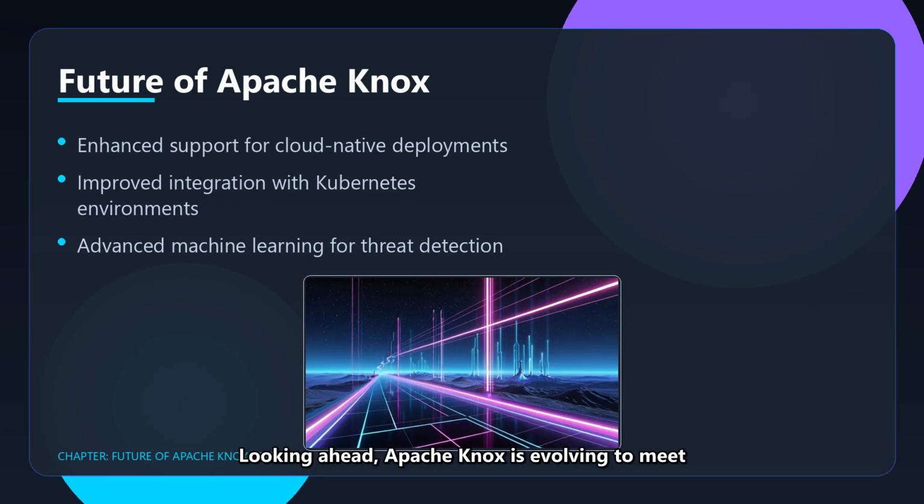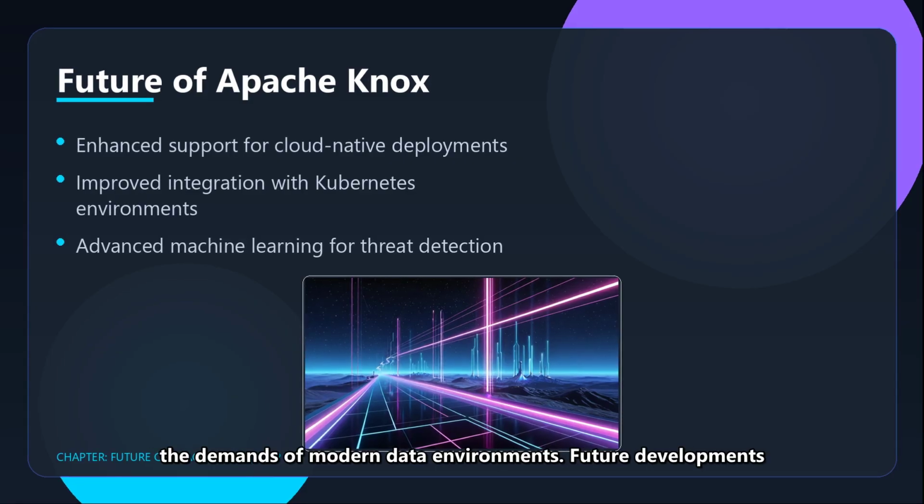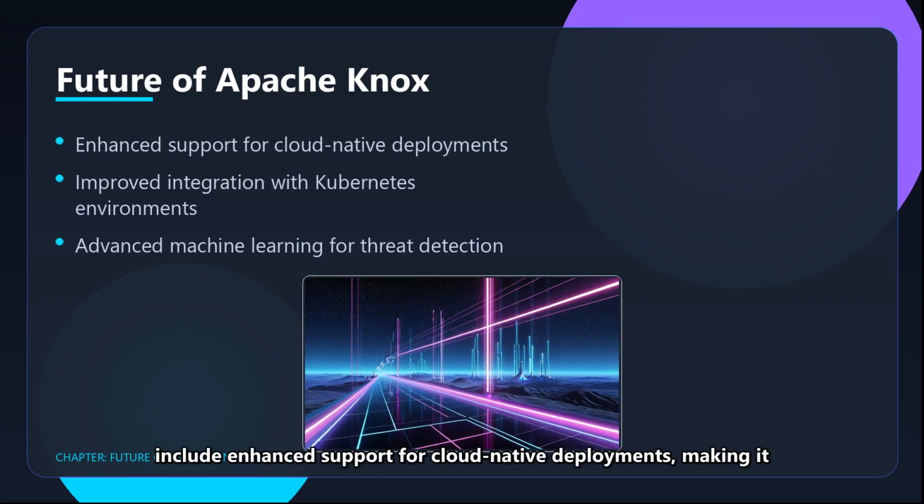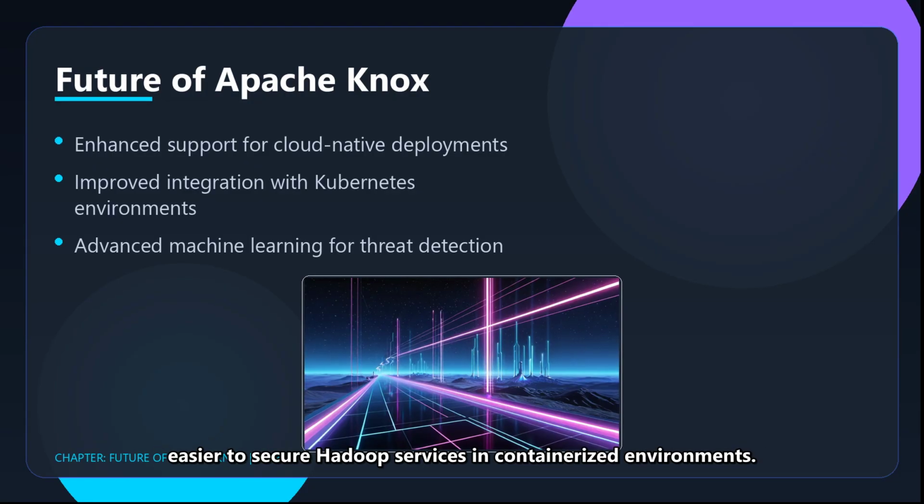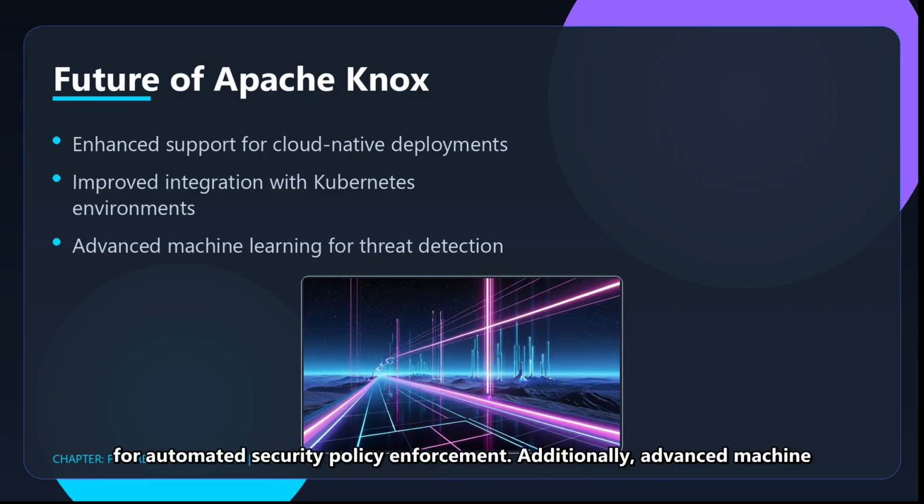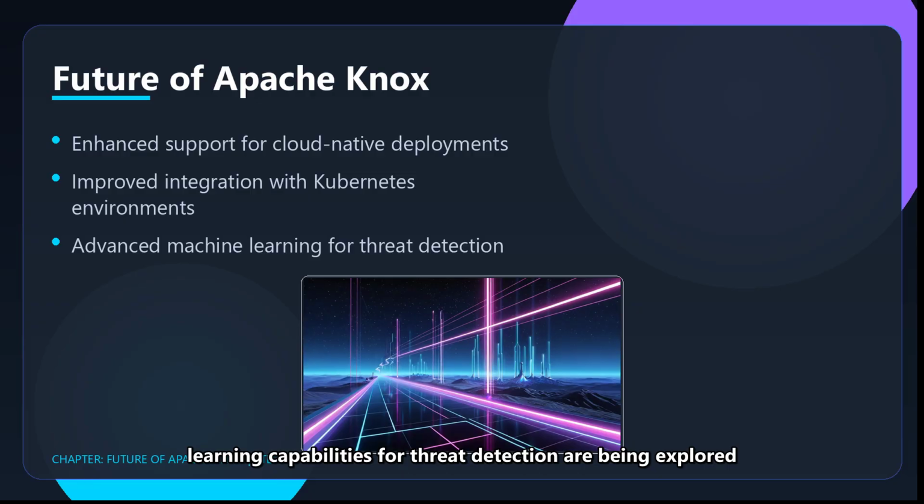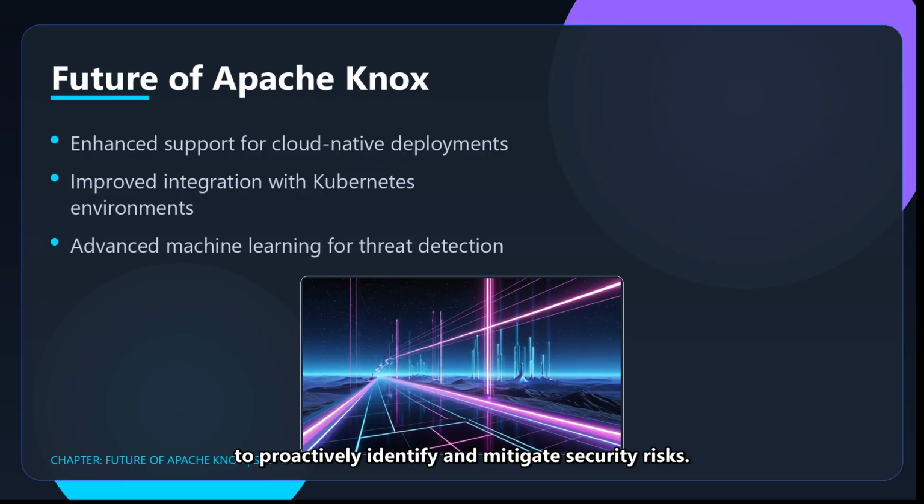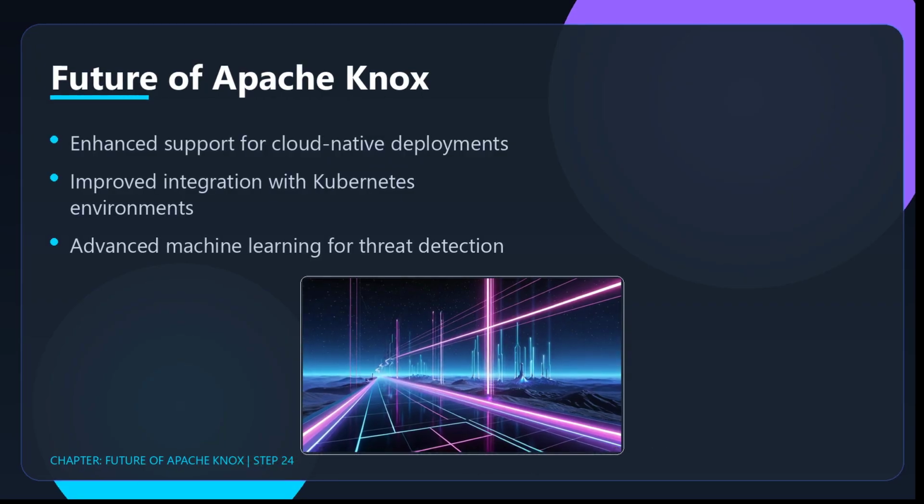Looking ahead, Apache Knox is evolving to meet the demands of modern data environments. Future developments include enhanced support for cloud-native deployments, making it easier to secure Hadoop services in containerized environments. Integration with Kubernetes is becoming more seamless, allowing for automated security policy enforcement. Additionally, advanced machine learning capabilities for threat detection are being explored to proactively identify and mitigate security risks.